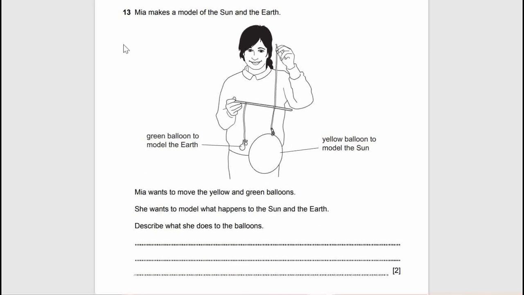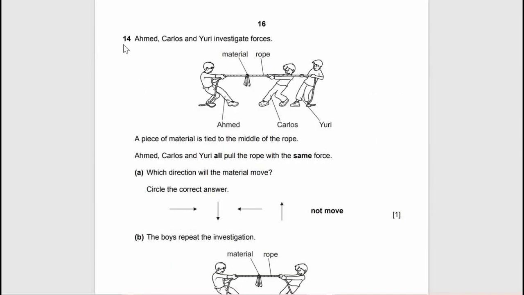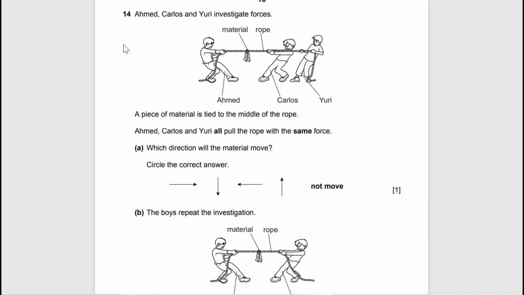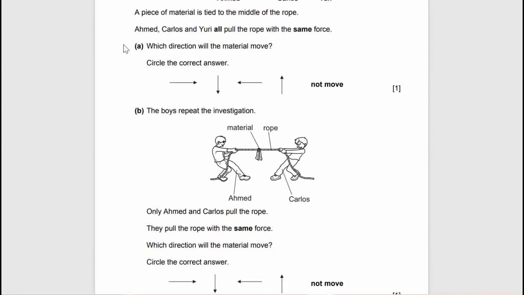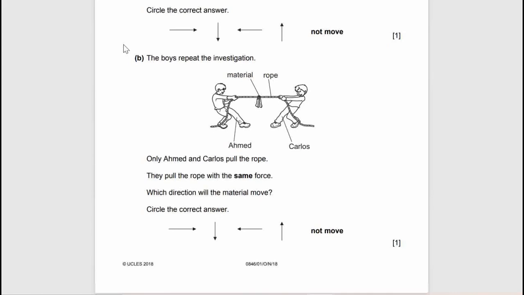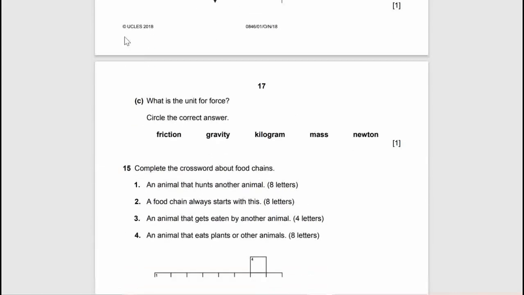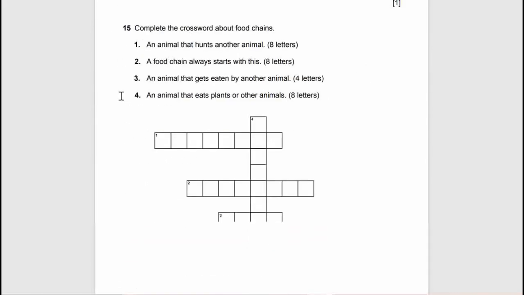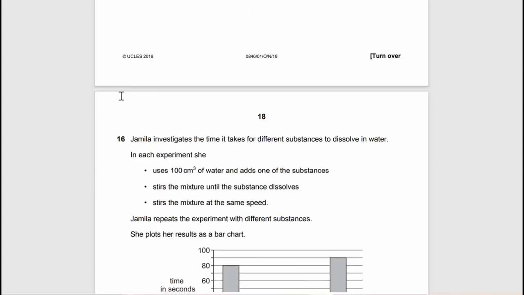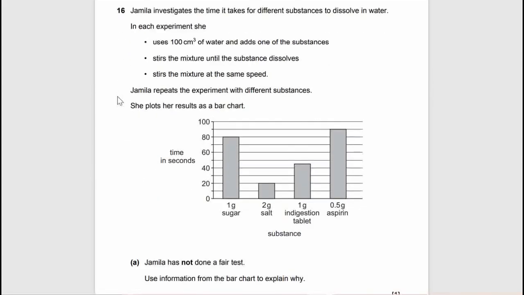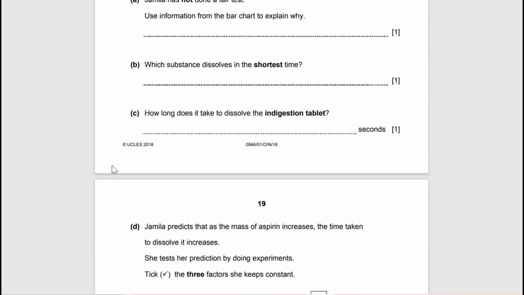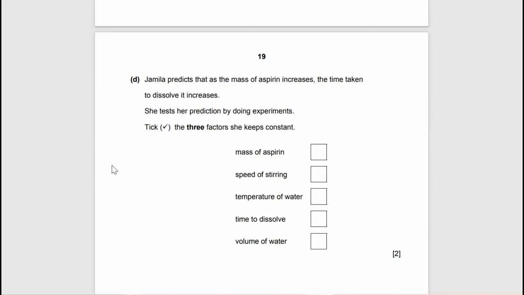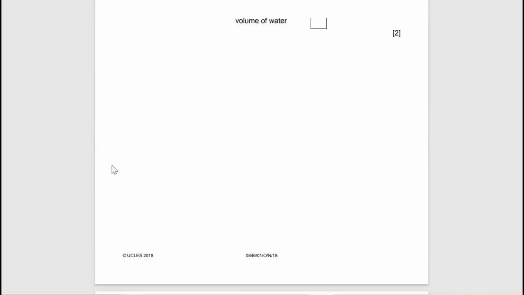This is question number 13, and this is question number 14A, and then 14B, and this is question number 14C, and this is question number 15. And let's go to 16 here, 16A, and 16B and C, and 16D, and 16 is the last question for this paper.